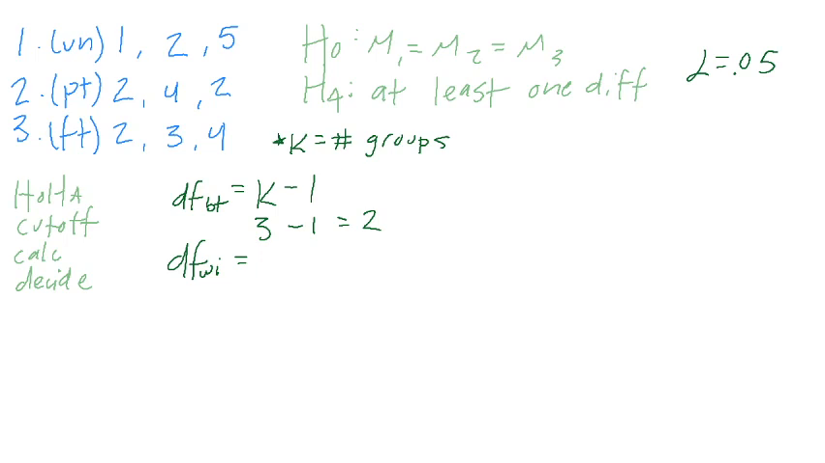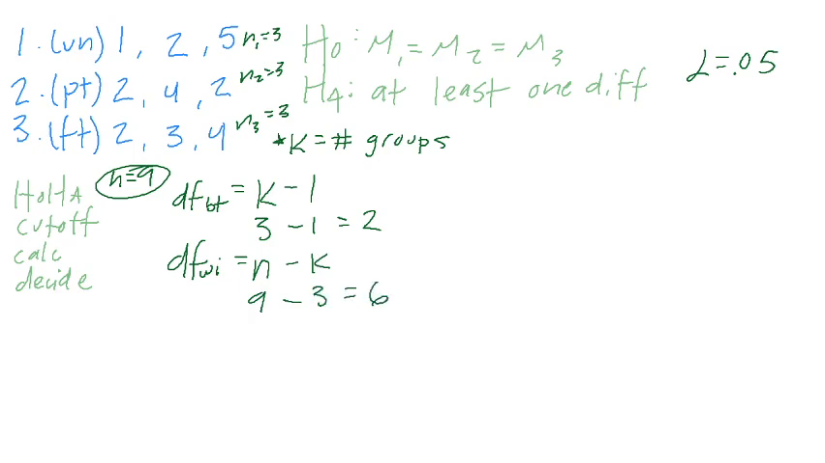Our degrees of freedom within is a little bit different. The degrees of freedom within takes n, and n is all of n. So we could say n1 is equal to 3, n2 is equal to 3, n3 is equal to 3, but ultimately our n is equal to 9. We have 9 data points here. So our degrees of freedom within is n minus k. We have 9 data points minus 3 groups, which is equal to 6.